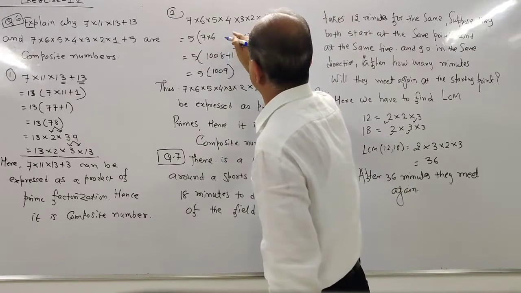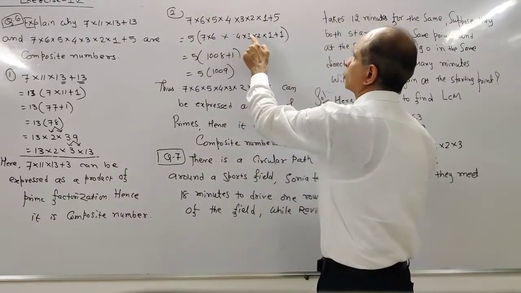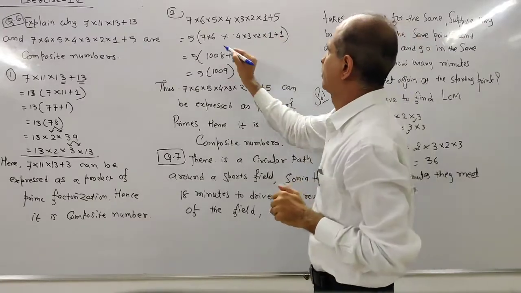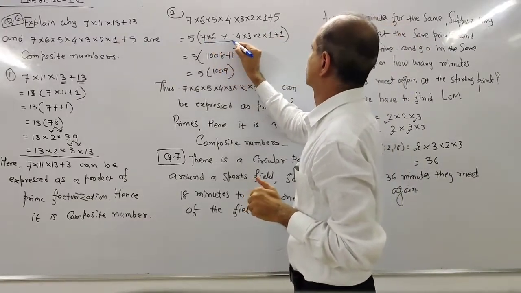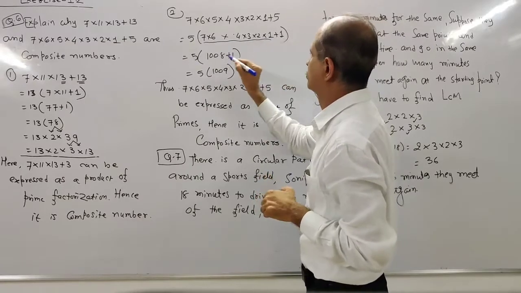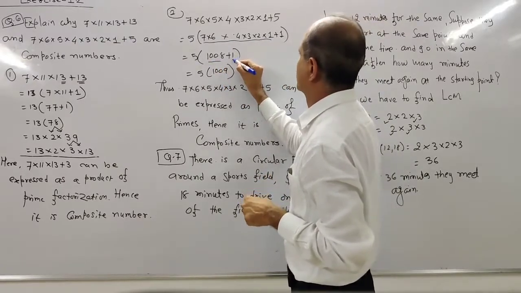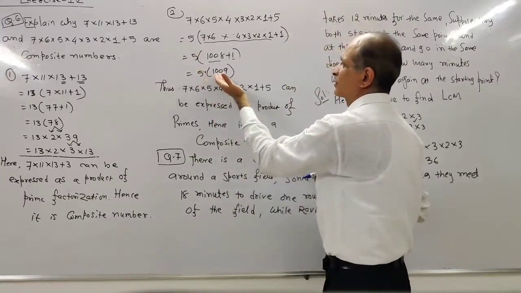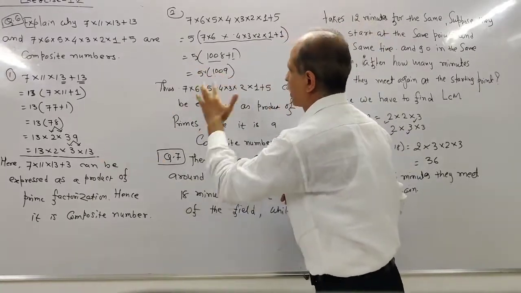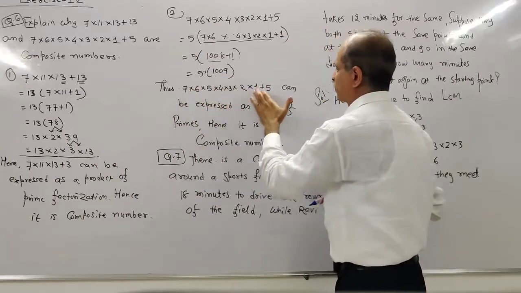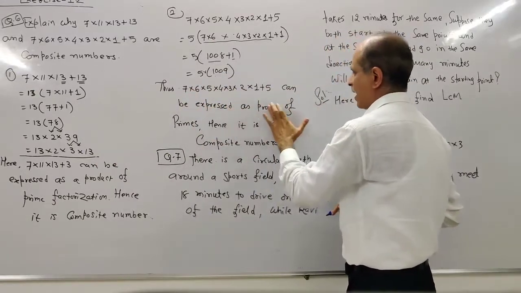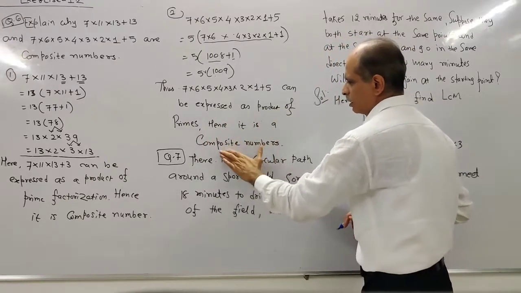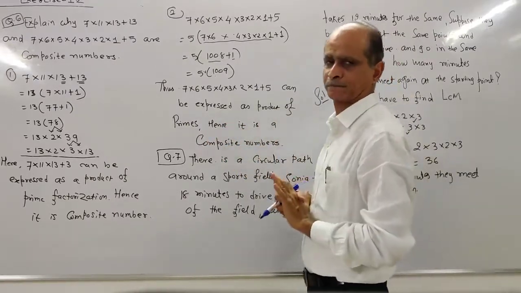7 into 6 into 4 into 3 into 2 into 1 plus 1. So if you multiply this 7, 6 into 4 into 3 into 2 into 1, you get 1008. And 1008 plus 1 is equal to 1009. You know, this is also nothing but a product of prime factorization. So this expression can be expressed as a product of prime factorization, hence it is a composite number.